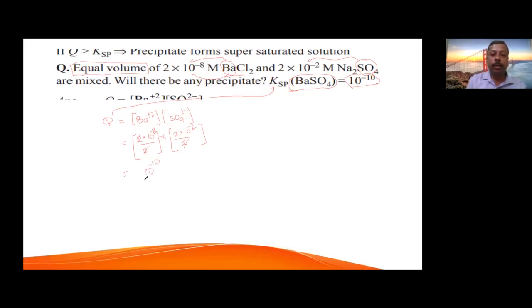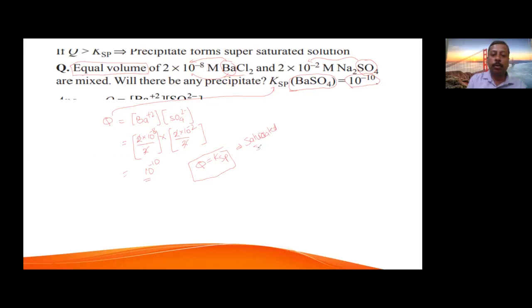So here Q is exactly equal to Ksp. Is there any mistake I have done? No. So QSP is equal to Ksp. That means there will be a saturated solution.